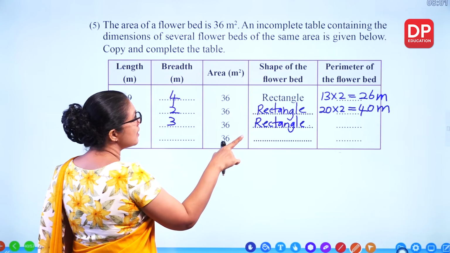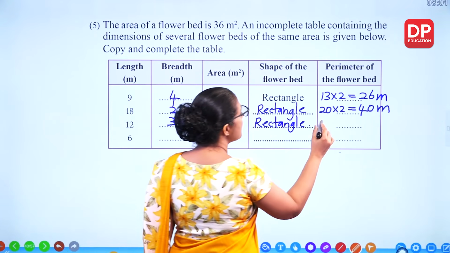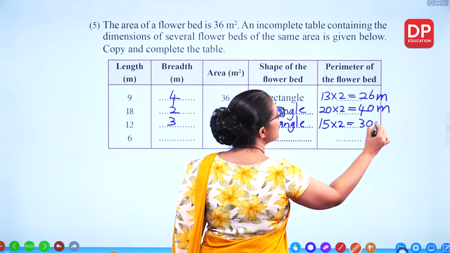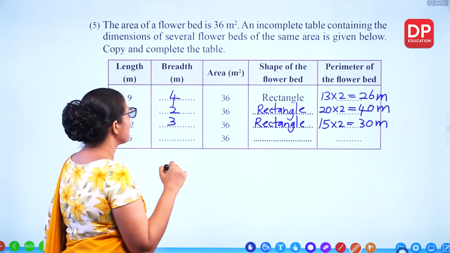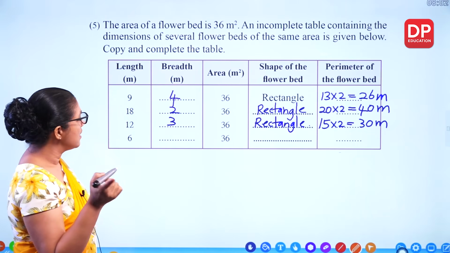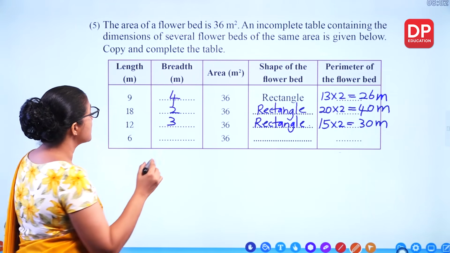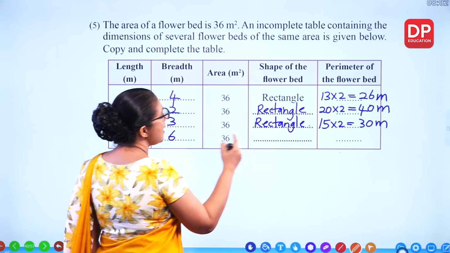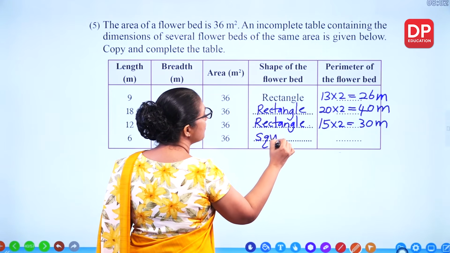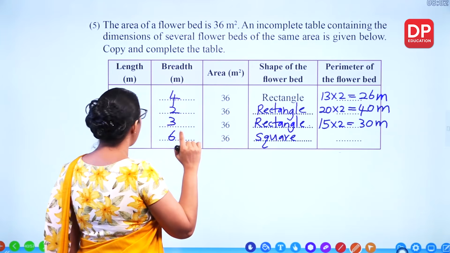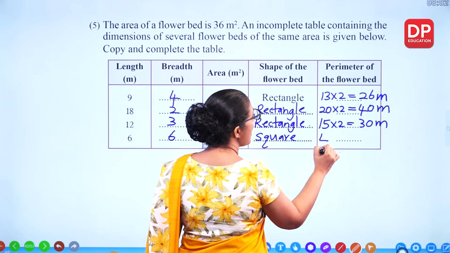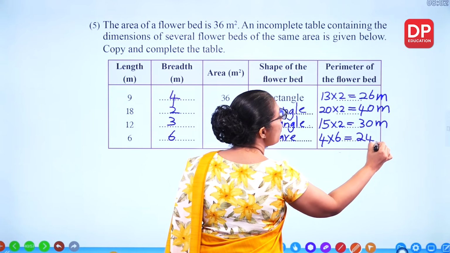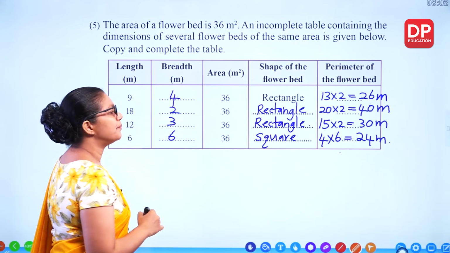So what's the perimeter? 12 plus 3, 15. 15 times 2, 30 meters. And how do you get 36 from 6? 6 times 6. Both the length and the breadth are the same, so this is a square. So what's the perimeter? 4 times 1 length. 24 meters.